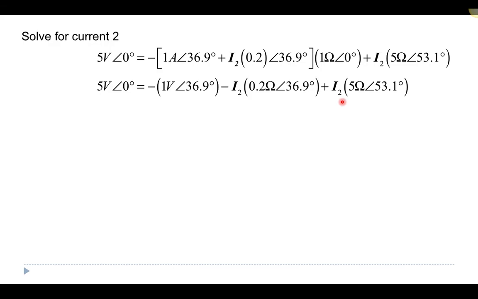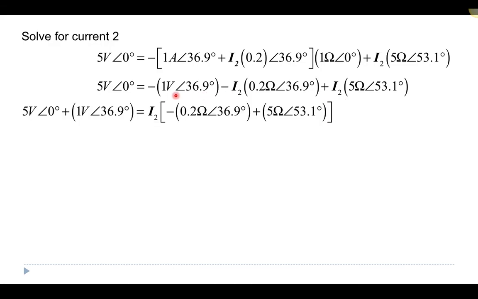I want to isolate I2, so I'm going to move this term with the voltage to the other side of the equation by adding it to the other side. And I'm going to factor out the current I2. Between these two terms, I have this 0.2 ohms, phase angle of 36.9, which had a minus sign in front of it, plus 5 ohms, 53.1 angle. I need to add these terms together.